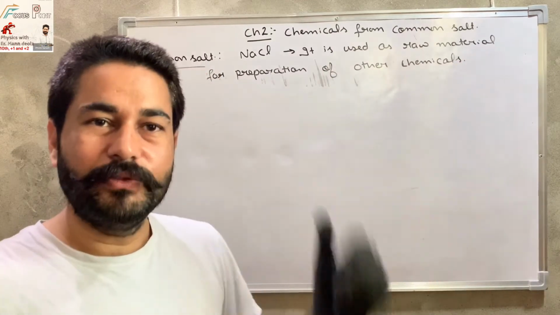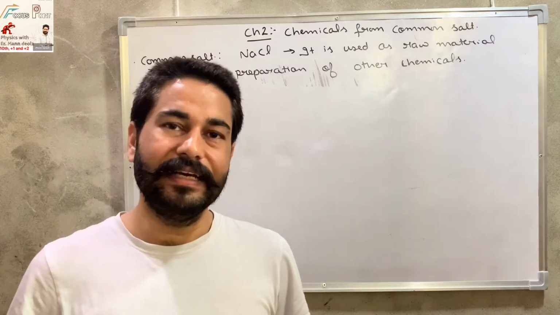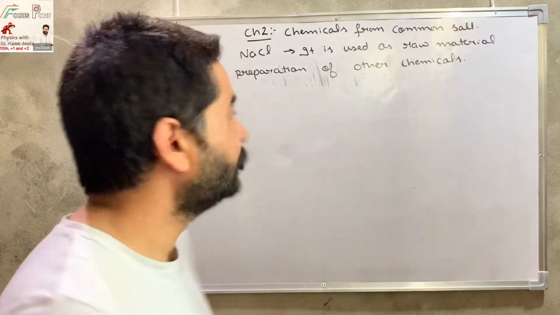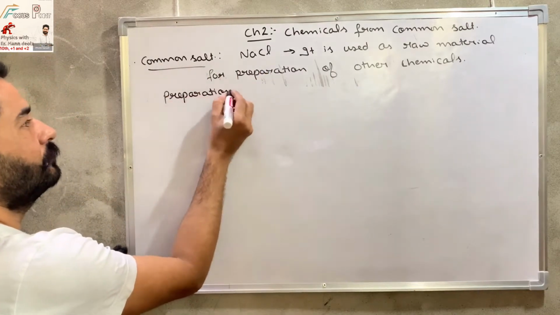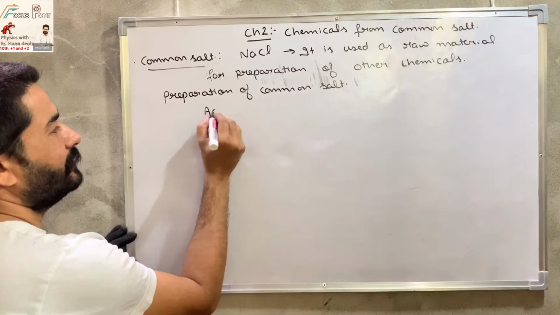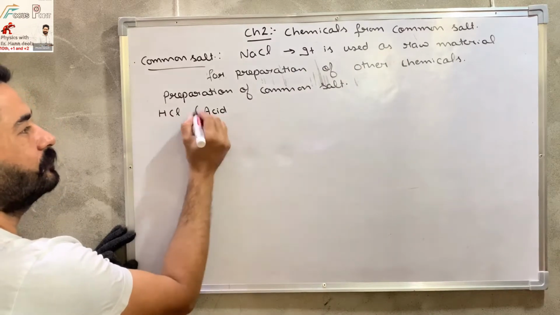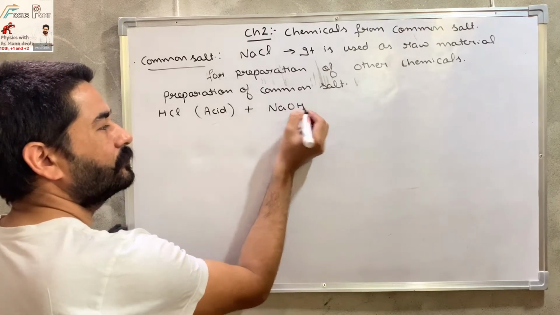Now why are we taking this common salt as a raw material? Because we can directly take common salt from the seas, and it is used as a raw material to prepare the other chemicals. Now if anyone asks how common salt is prepared, react an acid, which is hydrochloric acid, with a base, that is NaOH.